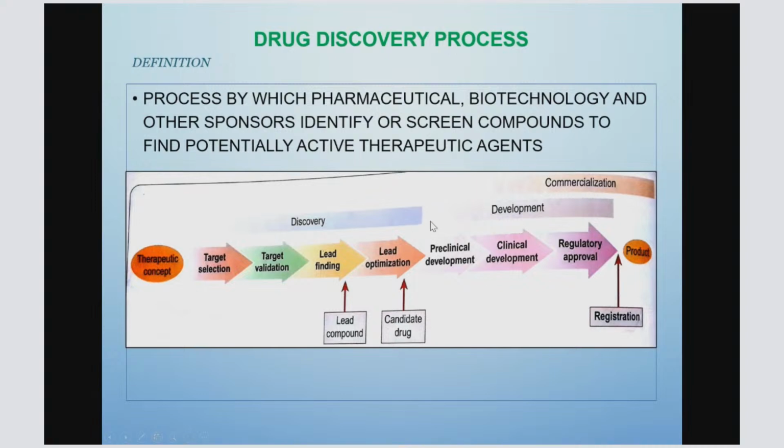And once we got that final molecule and we started working on it in trials, or we can start it with the animal and human trials, it is called the development process, till the market is being registered by the regulatory authority, and then the product comes out for marketing, and it is publicly available to all.